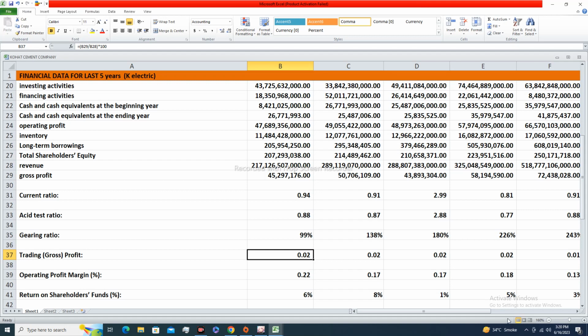Then there is operating profit margin. In this we calculate operating profit margin by operating profit divided by sales revenue multiplied by 100. The sales revenue is, and for gross profit margin, we have to convert it into percentage.